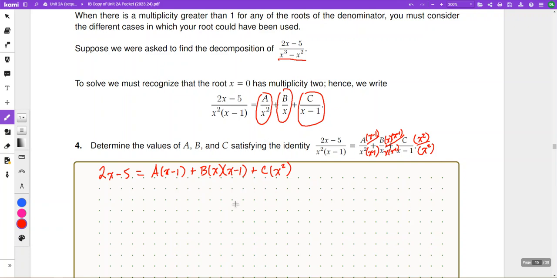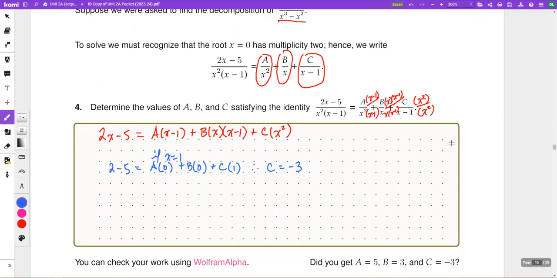so I'd have this common denominator. So if I come through here, we're going to see an issue that arises when we have this multiplicity greater than 1. Because over here, if x equals 1, right? So if x equals 1, we're going to have 2 minus 5 being equal to a times 0 plus b times 0 plus c times 1. And so therefore we would know that, hey, c is going to be negative 3.